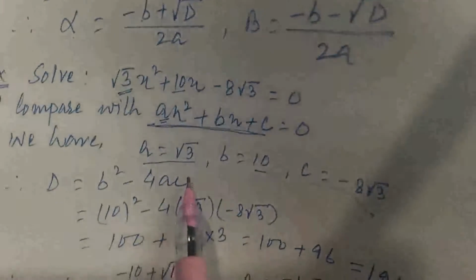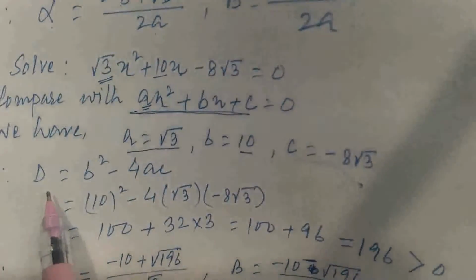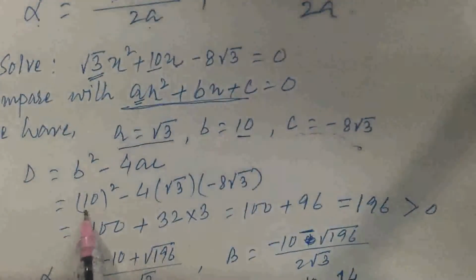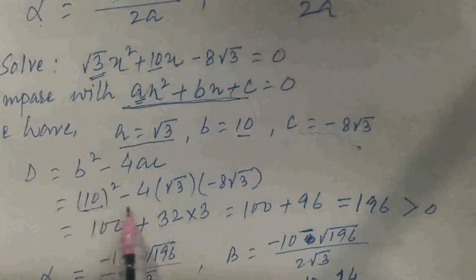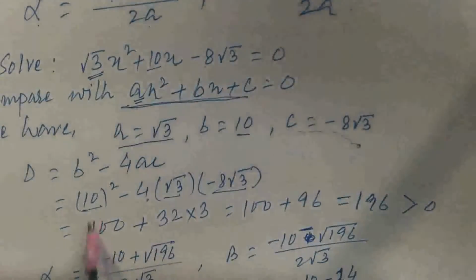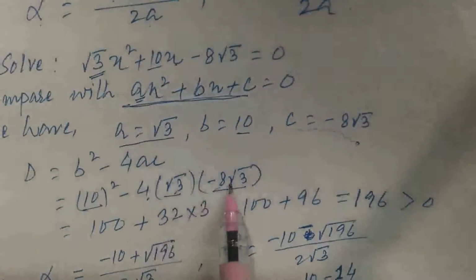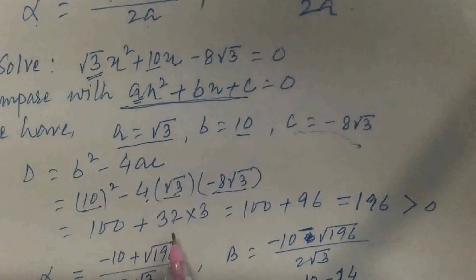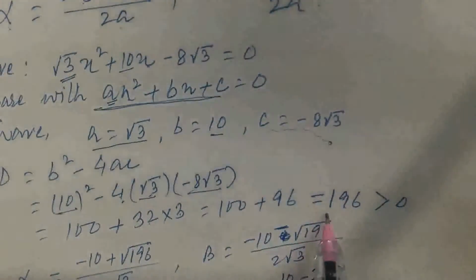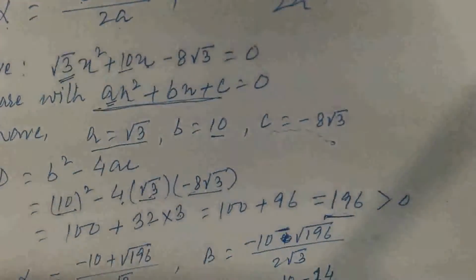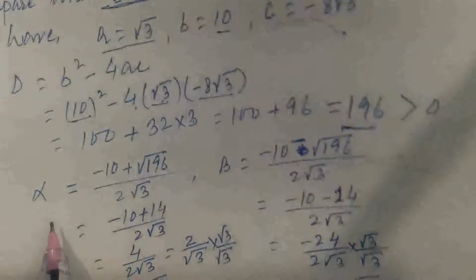Now we will find d first. D is b square minus 4ac. So we put the values: 100, and root 3 into root 3 is 3, 8 fours are 32, minus times minus gives plus. So you get 196, which is positive. So you will have two roots. Now you can go for alpha and beta.